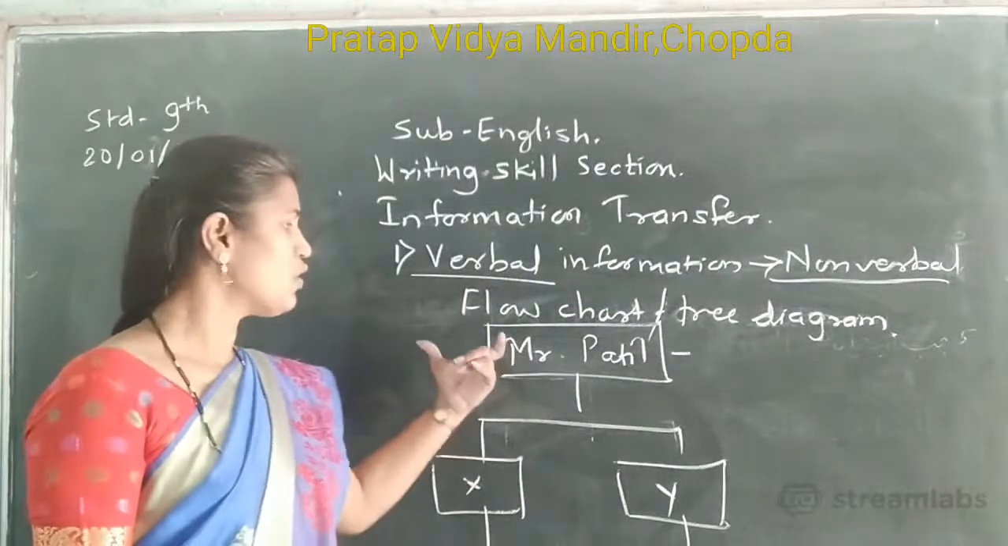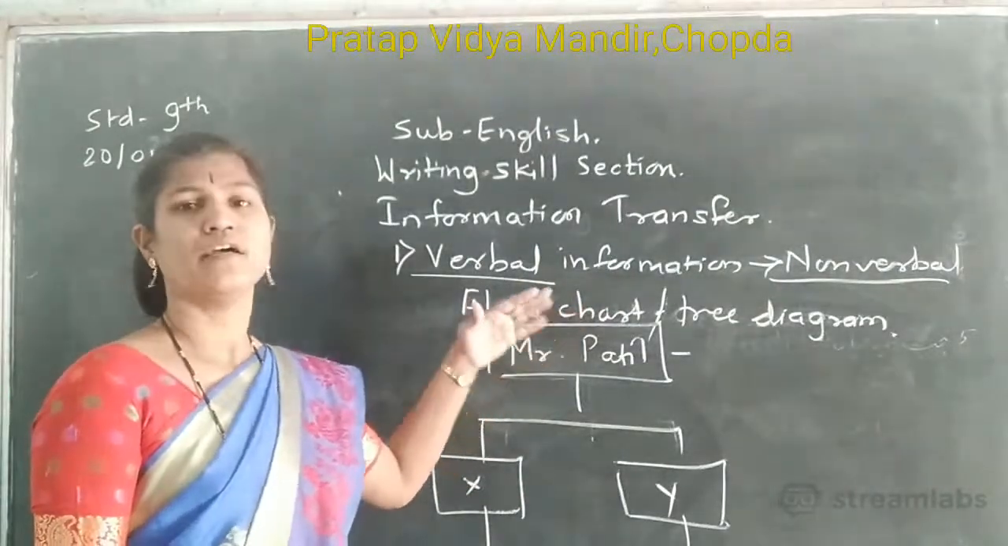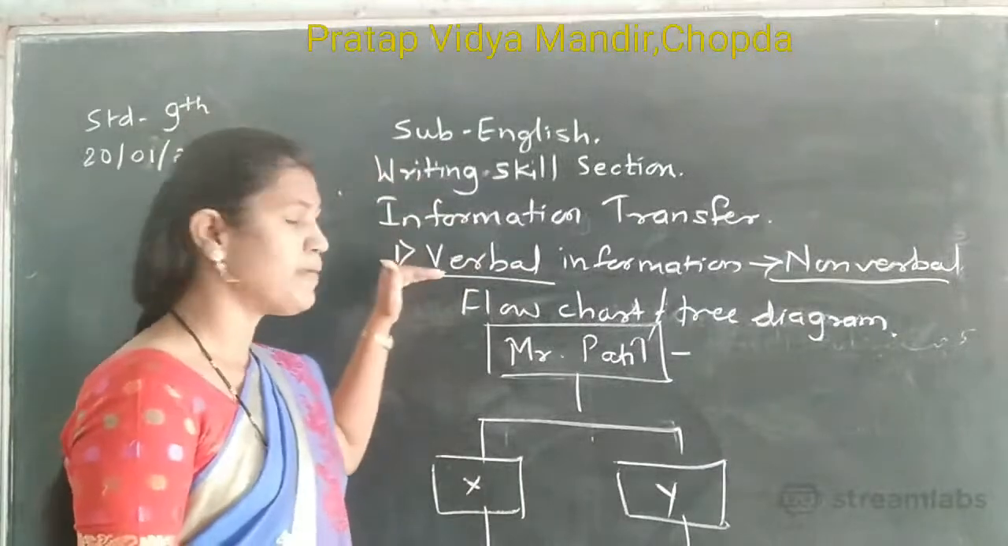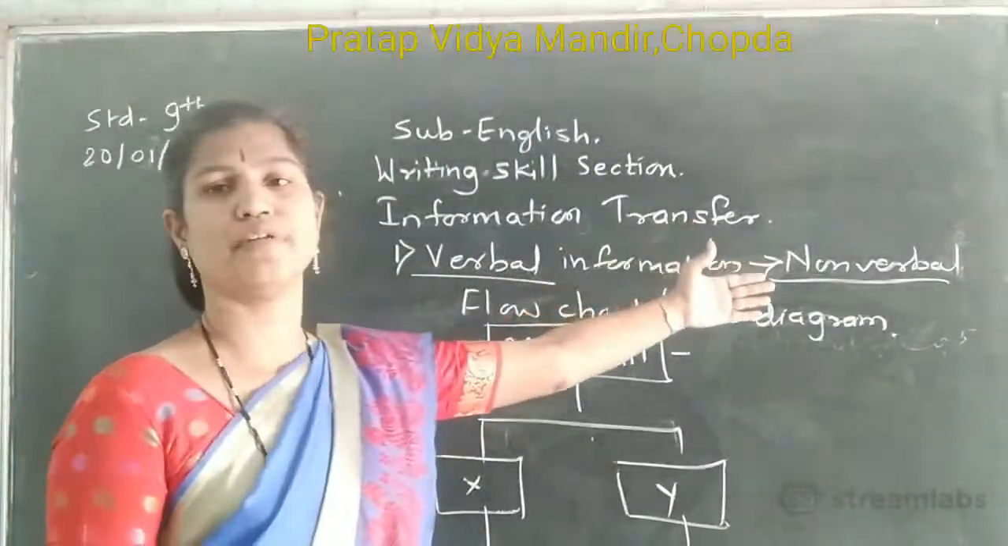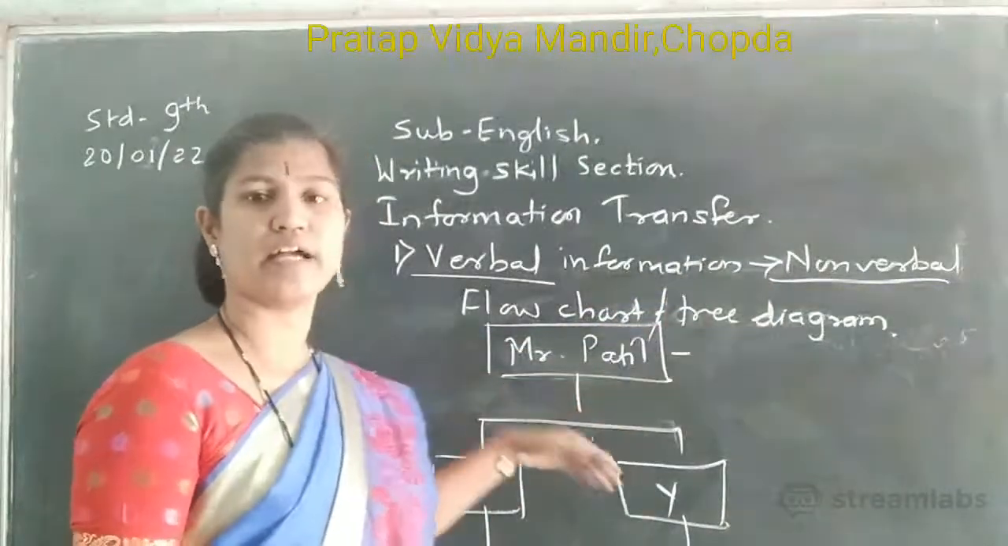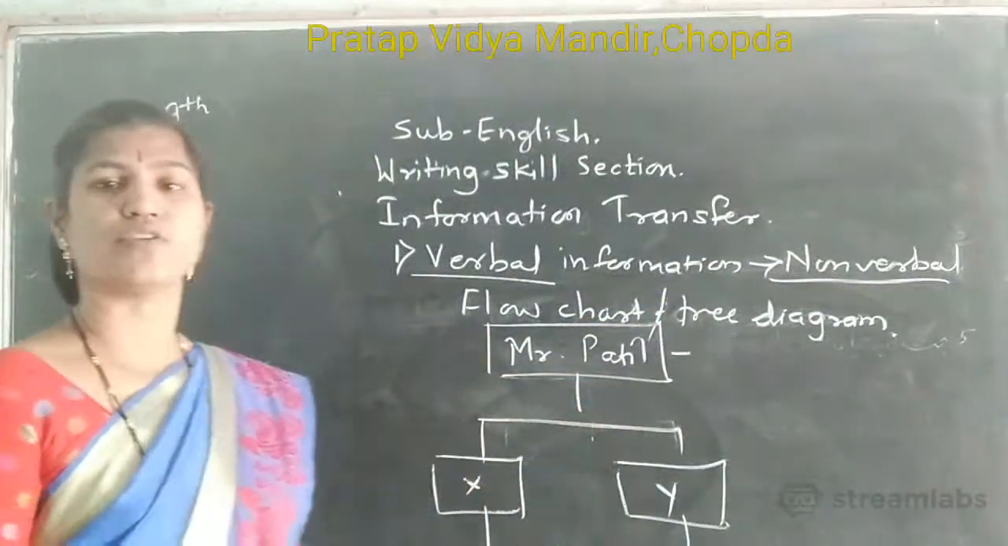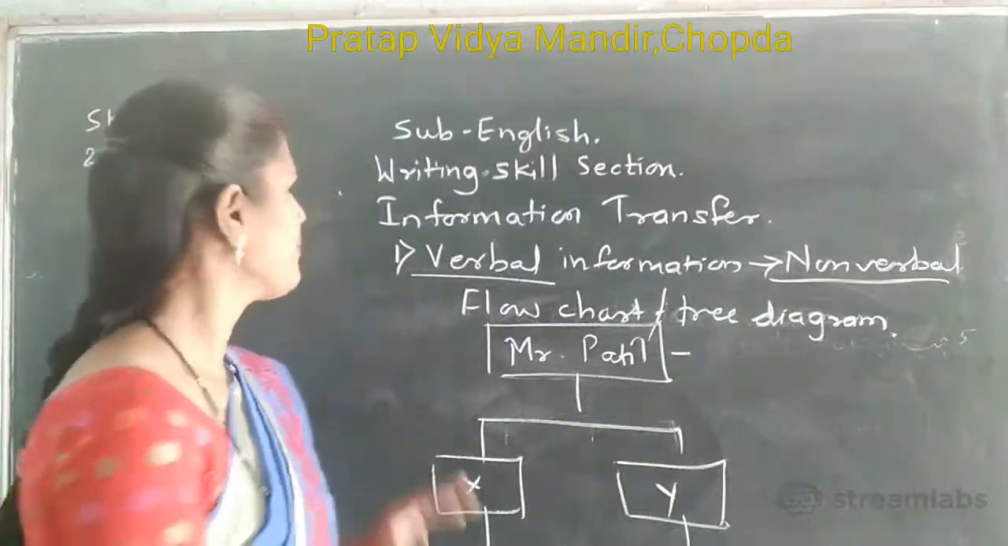So in this way you will complete the tree diagram. Very simply, you will be given verbal information about Mr. Patil's family and you have to transform it into a tree diagram. So this kind of diagram is called a tree diagram.